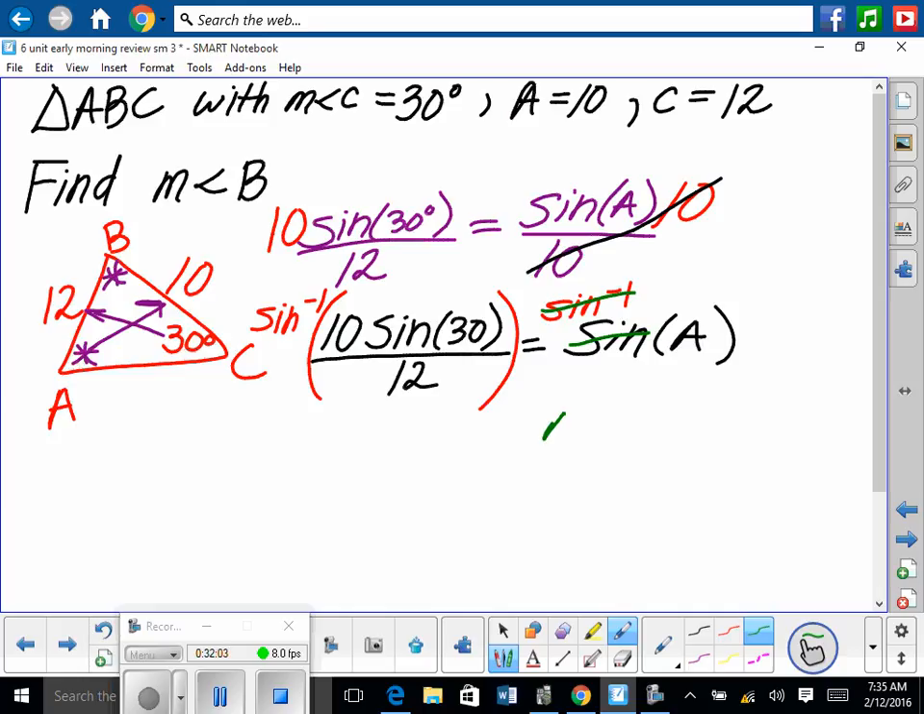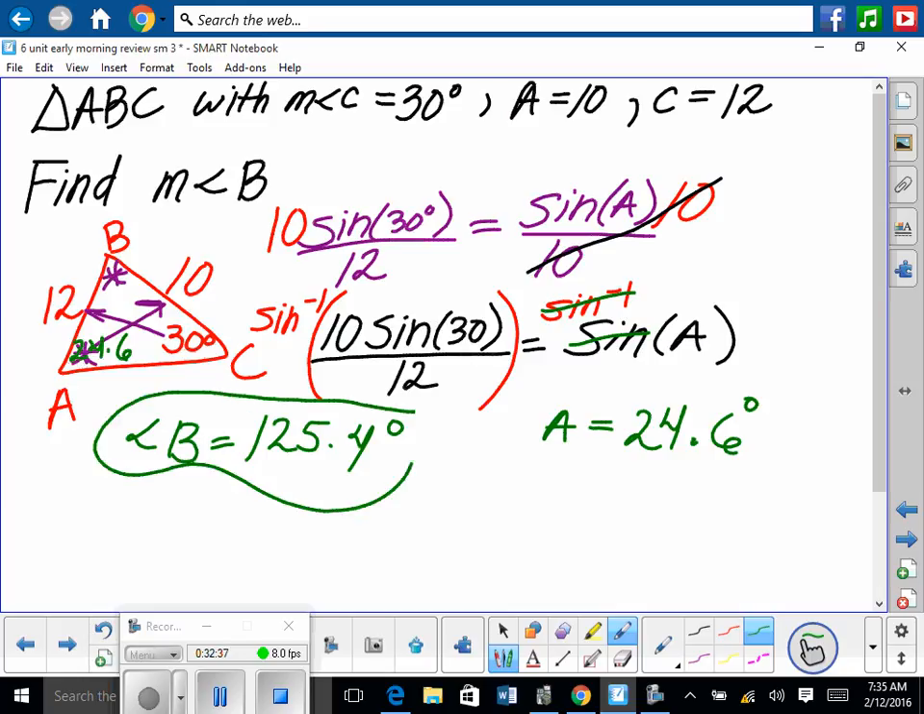So we have A is equal to 24.6 degrees. We're going to round to the nearest tenth. So this is 24.6, right? So now finding angle B is really easy. 180 minus that, right? So 180 minus 24.6 minus 30. So angle B is 125.4 degrees. Questions?